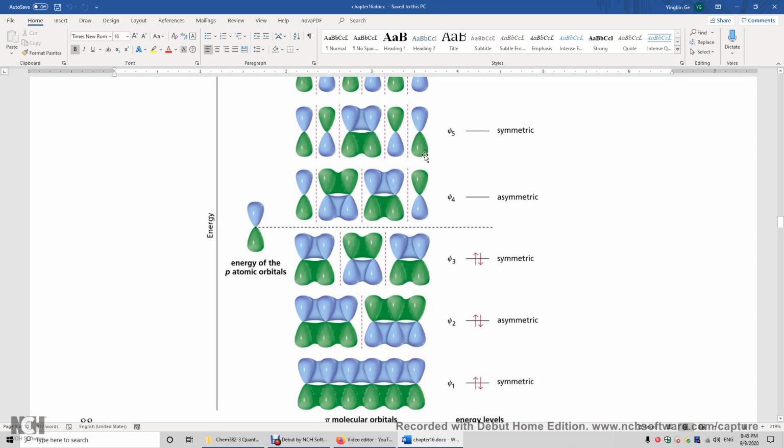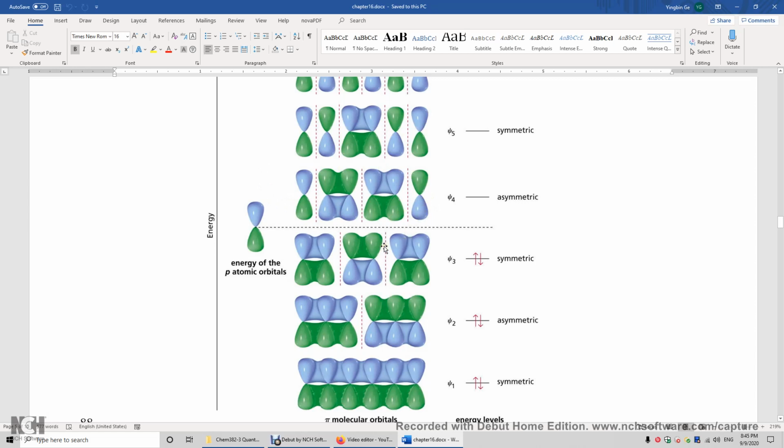We have 6 2p electrons. They become 6 pi electrons. They occupy the first 3 lowest energy MOs. Therefore, this is the highest occupied MO, or HOMO, and this is the LUMO, the lowest unoccupied MO.